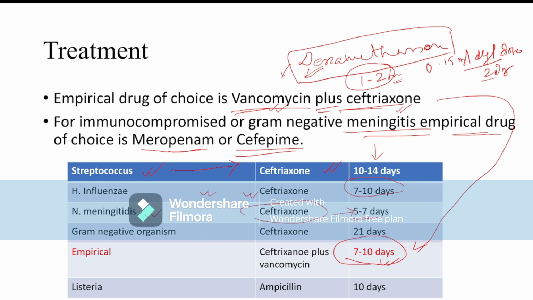If the child is suffering from a gram-negative organism, then we give ceftriaxone for 21 days. This is also an MCQ. If the child is suffering from Listeria, then the drug of choice is ampicillin, and we give it for 10 days. So this is the drug of choice.